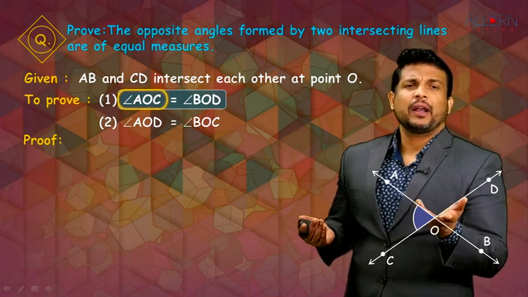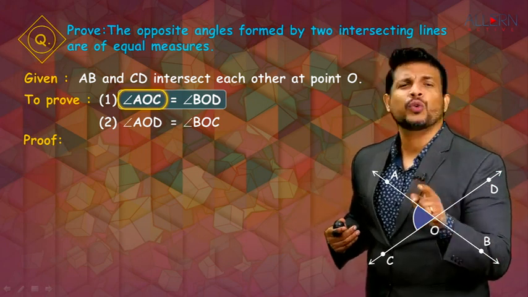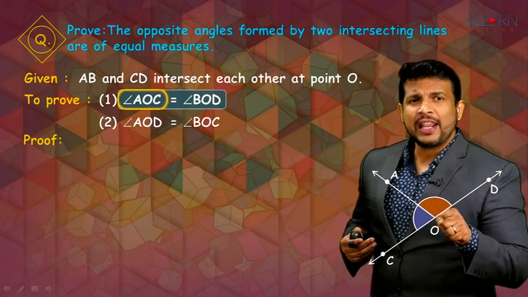So let's say I pick up any one which I like, you can write whichever one you like. So let's say I'm going to pick up AOD, so I'll write the first thing. So if they form a linear pair, what do we know?